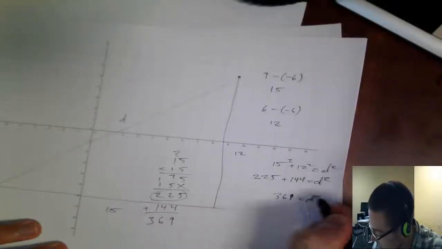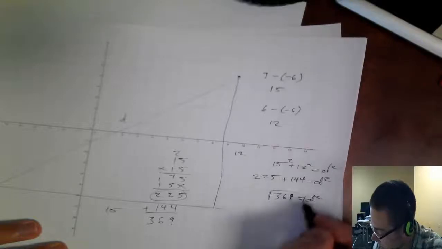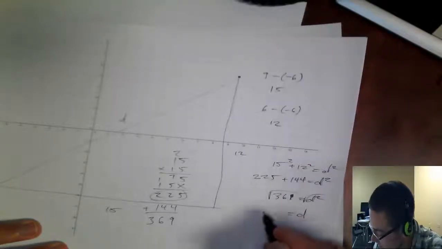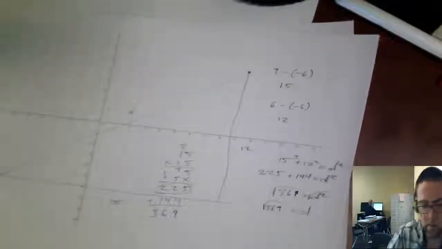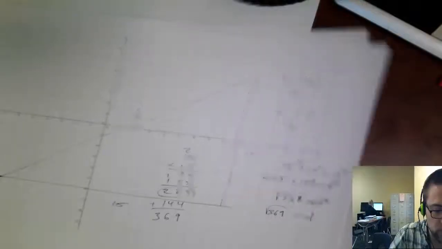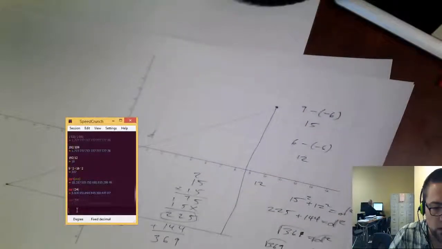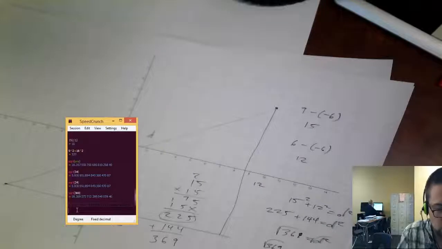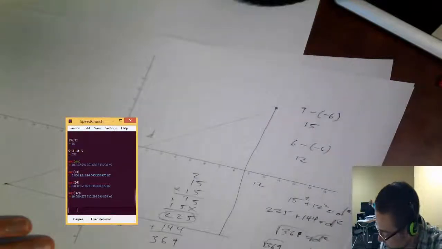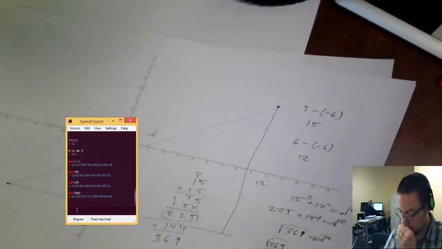is d squared. So that means d itself would be the square root of 369. And I don't know off the top of my head what that is, so I'm going to pull up my calculator. Square root. And it says 19.2. Approximately 19.2 is the distance from that point to that point.